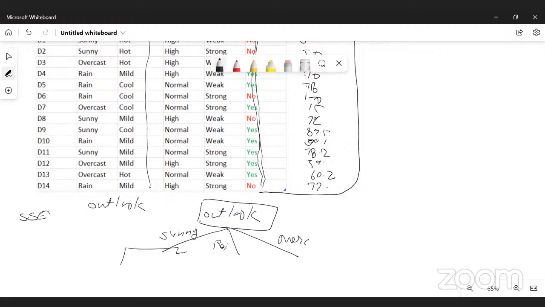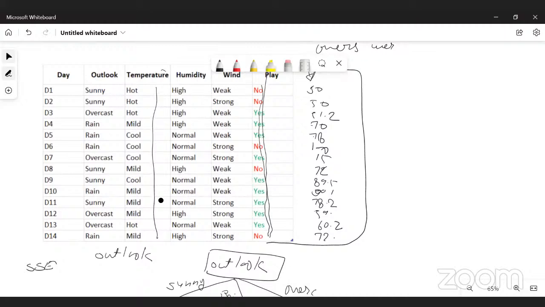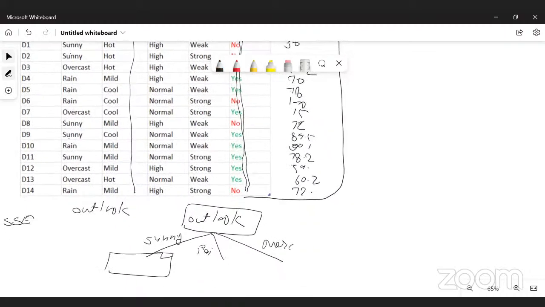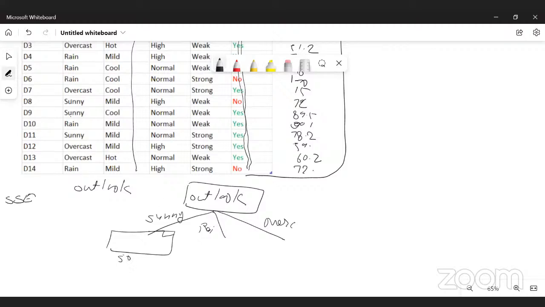In this node, how many data points will there be? In sunny, 1, 2, 3, 4, 5, so 5 data points. Let's say they have values 50, 90.5, 72, something like that. What will be the prediction in this node? The mean of these. So the sum of squared error is actual minus predicted, and you can find this. Let's say this value comes out to be 1.